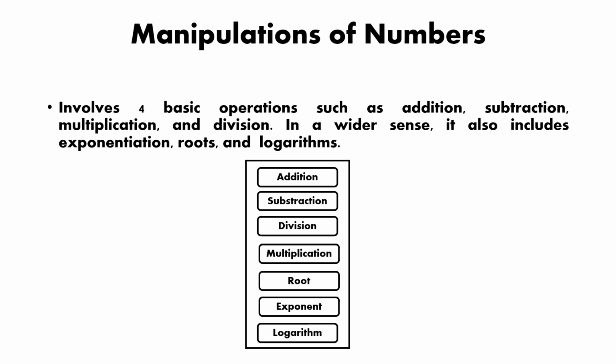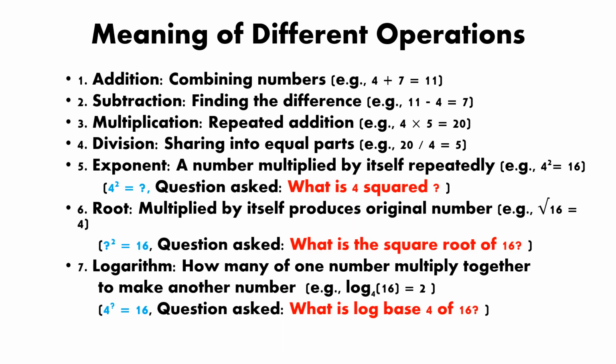Now, logarithms are a way to find the exponent while knowing the answer and the base. Basically, logarithm of 8 base 2, for example, would be 3 because 2 to the third power would be equal to 8.